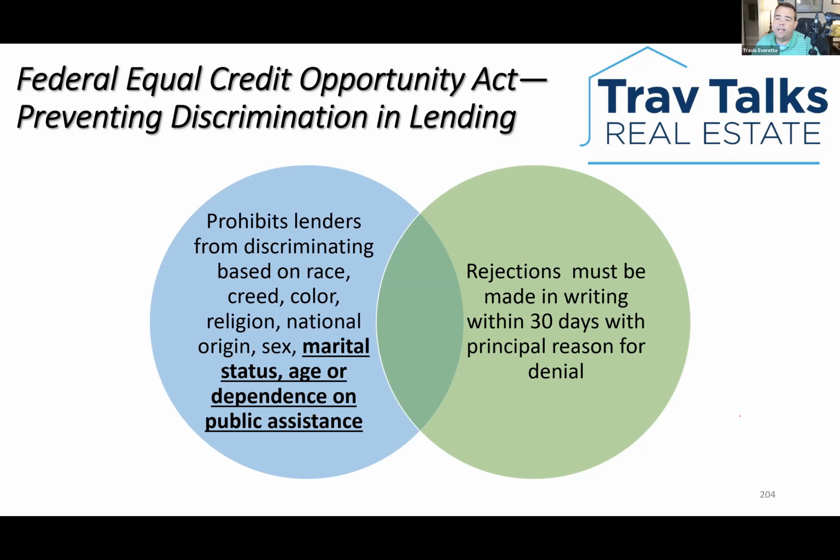Would it be a violation of the Equal Credit Opportunity Act to refuse to rent a home to someone because they are female? No. Why not? Sex is on the list. Isn't it renting, not lending? We're not talking about renting. The law that I asked about doesn't apply to renting, right? Would it be a violation of the Federal Fair Housing Act to refuse to rent a home to someone because they're female? Yes. You see the difference, right?